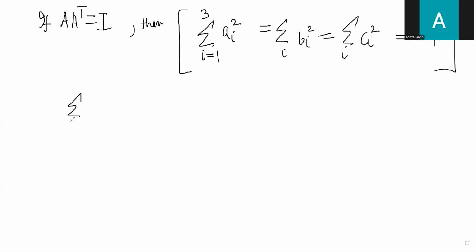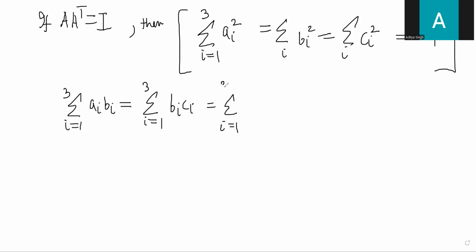Similarly, the summation of i goes from 1 to 3, AiBi is equal to the summation of i goes from 1 to 3, BiCi. And the final one is this, which is 0. So what we can say is that if it's an orthogonal matrix, then what happens? This sum Ai square and this Bi square and the Ci square.